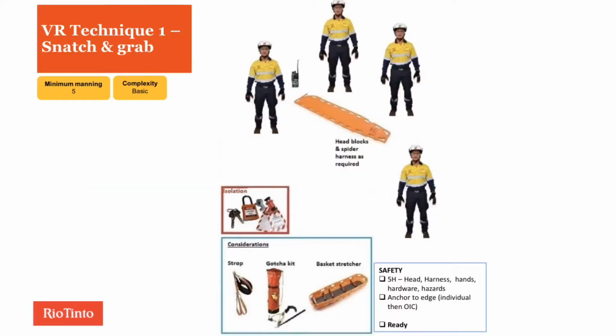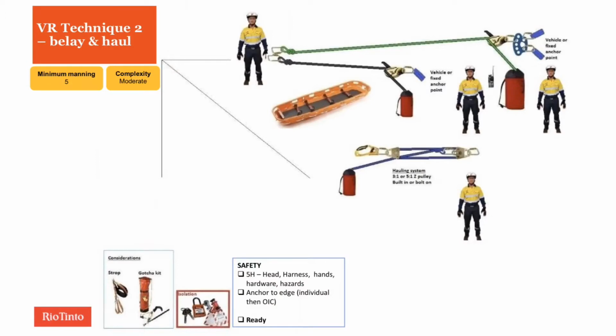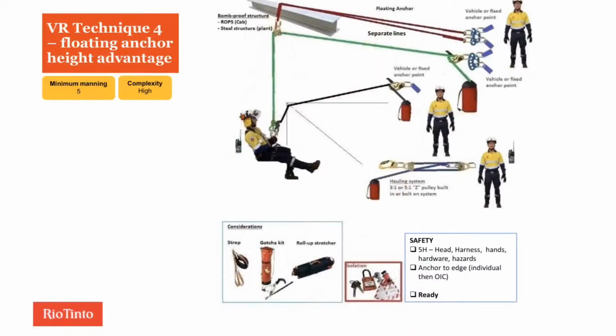The basic snatch and grab operation. Twin line belay system with either a 3-to-1 or 5-to-1 hauling system. Same system again, however utilising a tripod for height advantage. Same system again, utilising a twin line floating anchor system.